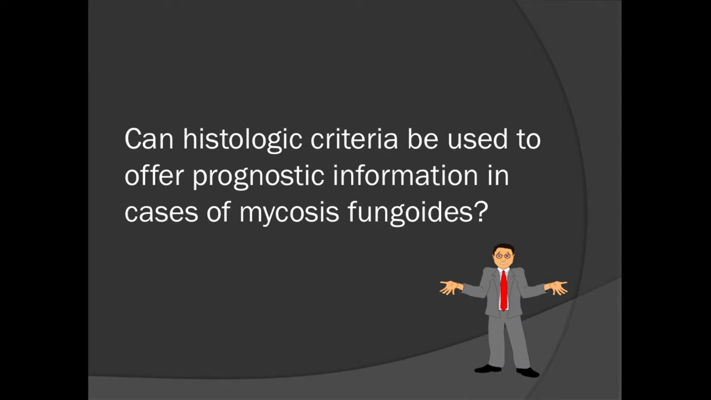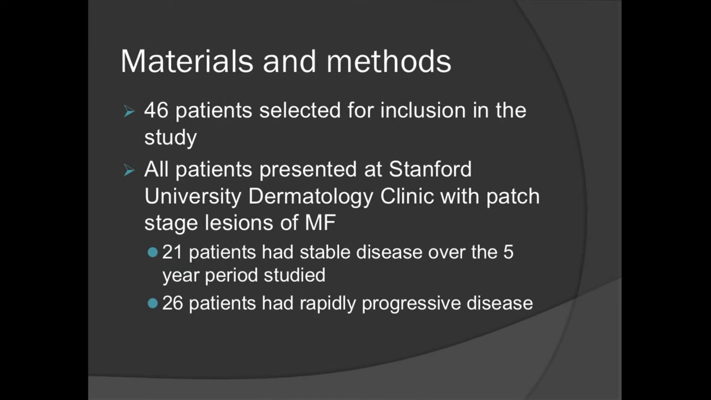All right, so I've blown up the idea that we have any idea what we're doing with making a diagnosis, so now how about predicting who's going to do well and who's not going to do well? We're so good at diagnosing, let's predict. Took 46 patients. These, again, were from Stanford. 21 patients with photographic evidence had 5 years of incredibly stable disease. You couldn't tell picture one from picture 5 years later. And 26 patients had rapidly progressive disease.